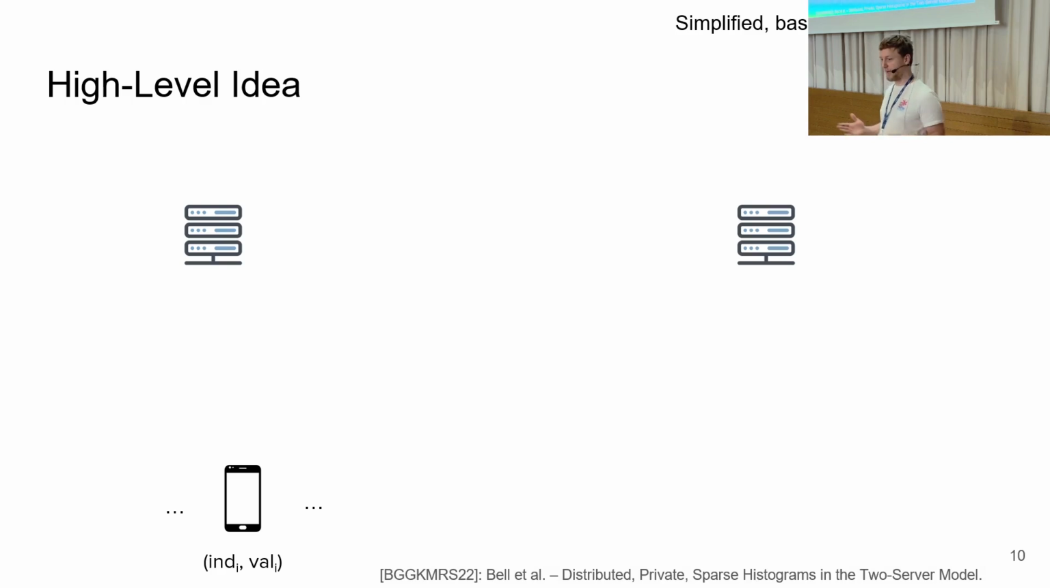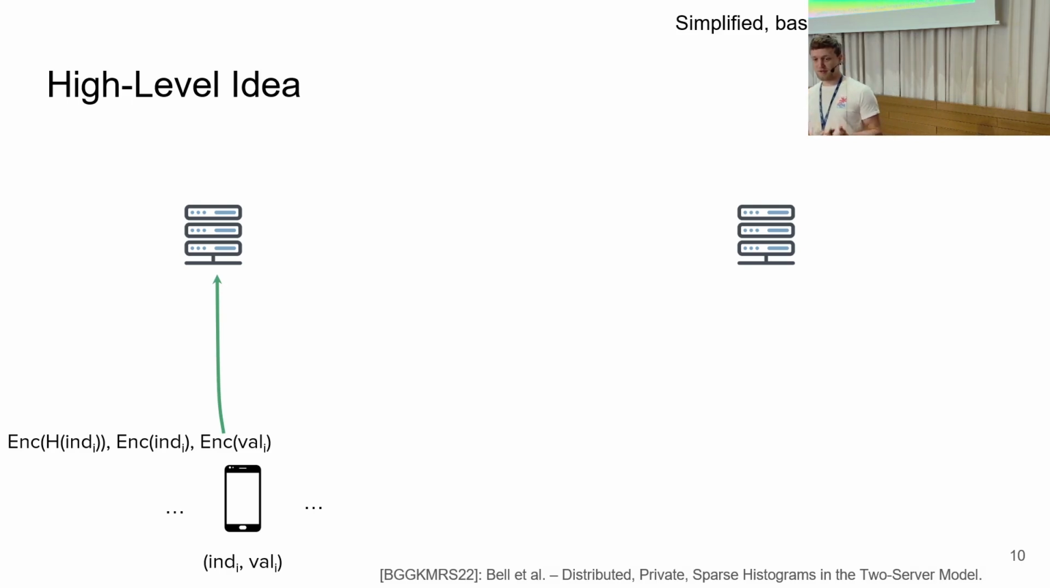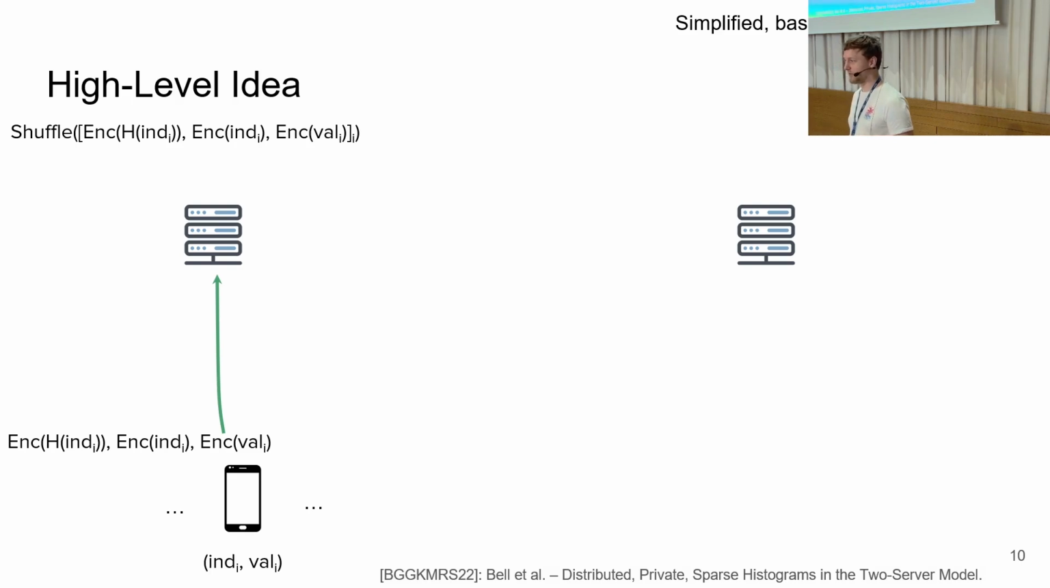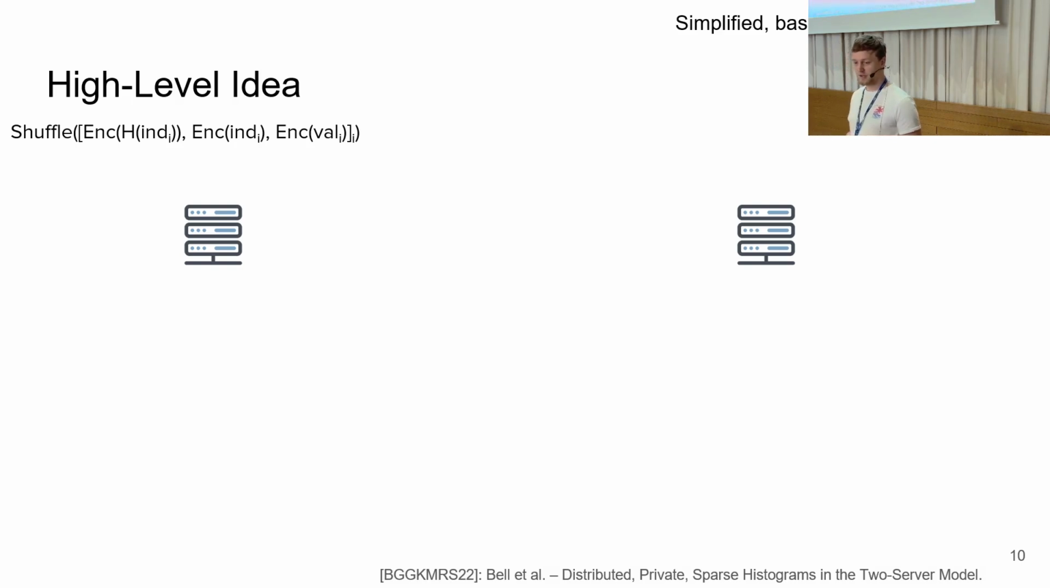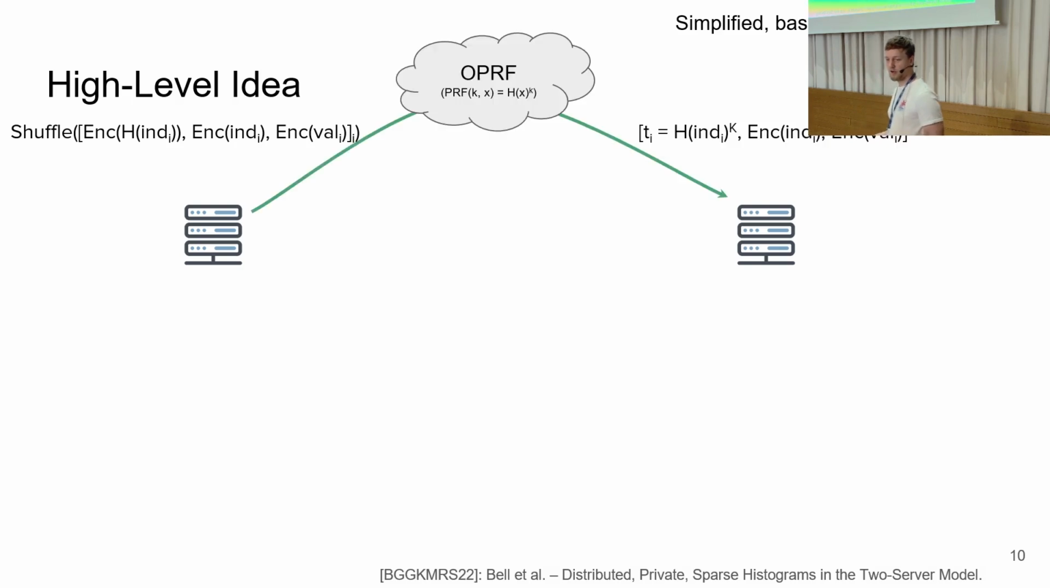Okay, the high-level idea, and this is a repetition of last year's talk, is as follows. The client starts with an index-value pair and encrypts the index, the hash of the index, as well as the value, and sends all of these encryptions to the first server. Now, the first server shuffles everything just to make sure that the order doesn't reveal anything to the second server, and then homomorphically computes the OPRF of the index, a pseudo-random function of the index, under the encryption. And that is sent to the second server.